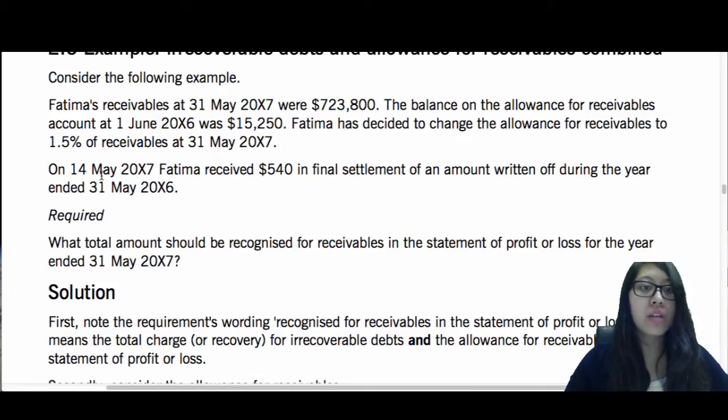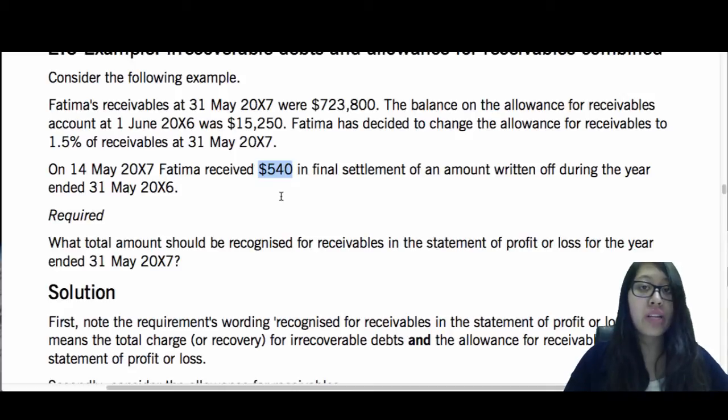Now, there was still another line to this question. On 14th May 2007, Fatima received 540 in final settlement of an amount written off during the year ended 31st May 2006. So she had already written off a bad debt. So when we write off a bad debt, it's debit irrecoverable debts expense, credit trade receivables. But she has received 540 in respect of that bad debt. So now we need to reverse the account. So we're going to need to debit cash account 540 and credit the irrecoverable debts expense 540.